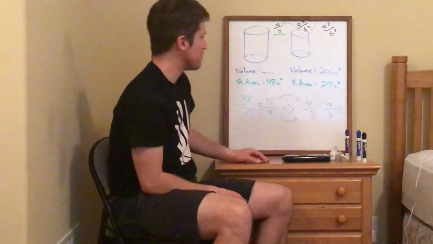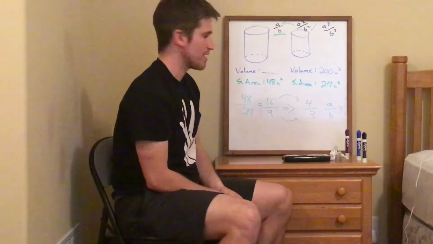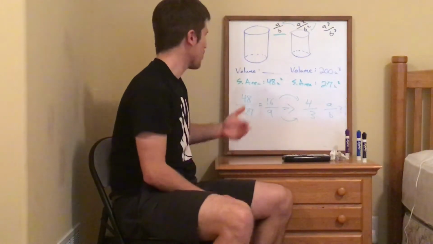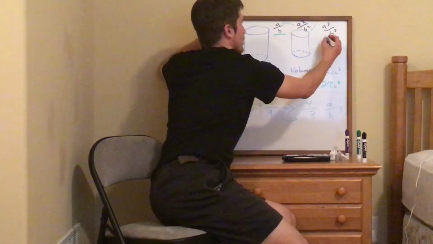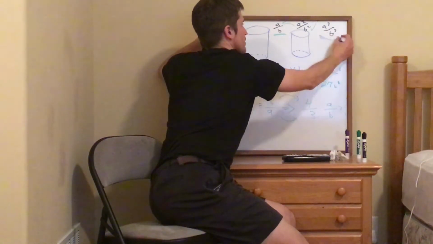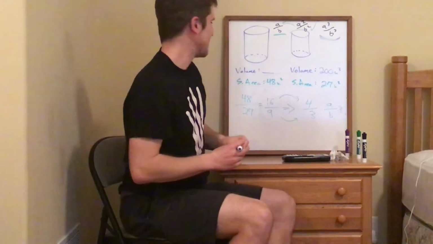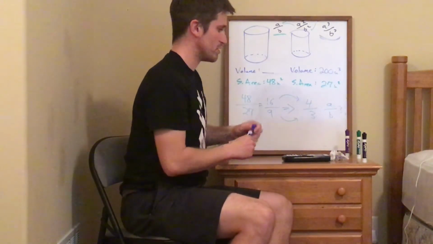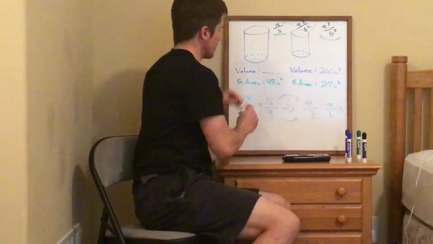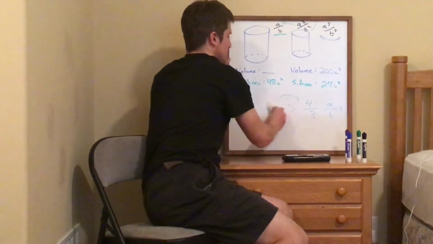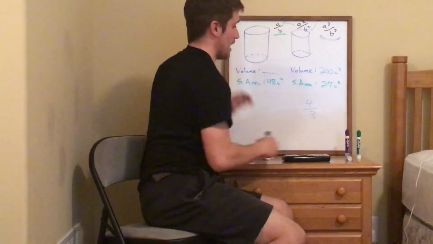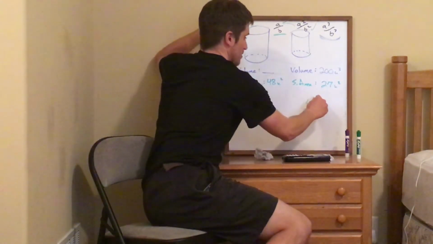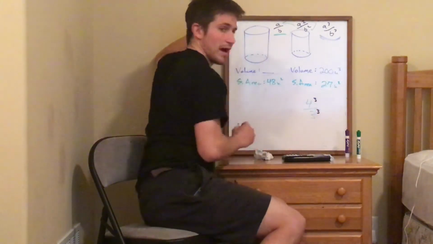That's my first step. Step 2, I think about what it is that I want to know. I want to know a certain volume. If I want to know volume, I should probably work in this realm over here. I should probably use an A cubed over B cubed ratio. So 4/3 is my scale factor. I'm going to cube the top and the bottom.